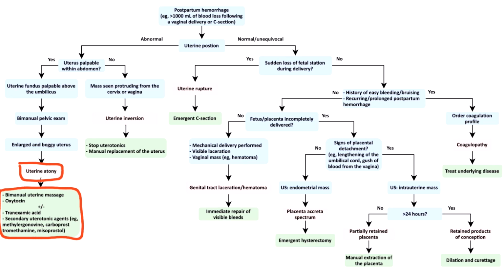If these measures aren't enough, we can give tranexamic acid. This medication is an antifibrinolytic designed to help the body better maintain its ability to clot. If the bleeding continues with this, we can employ a secondary uterotonic agent, such as methylergonovine, carboprost tromethamine, or misoprostol.